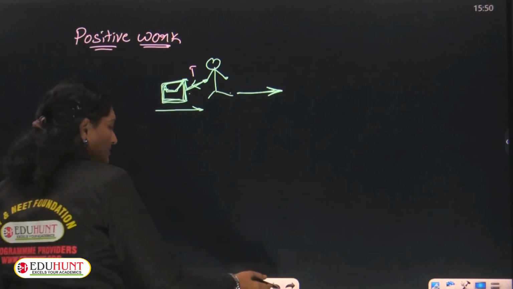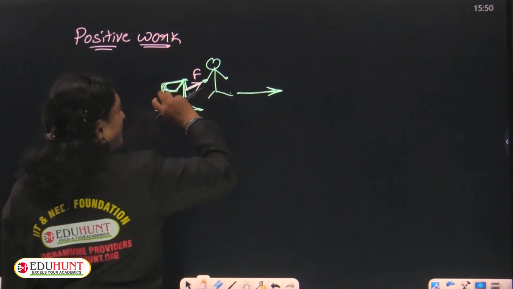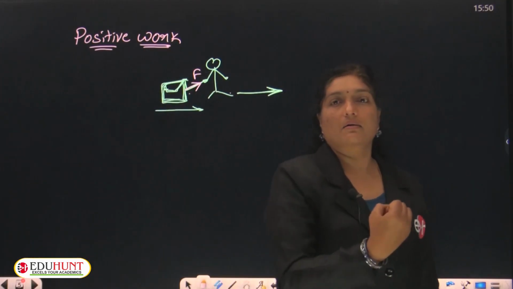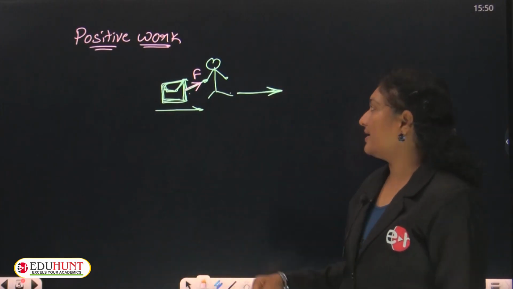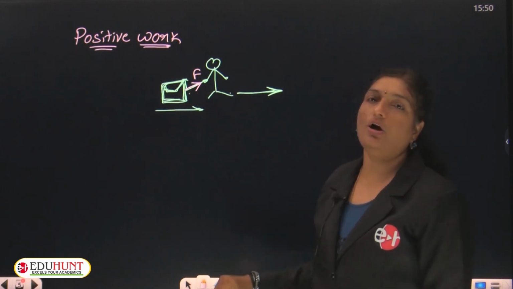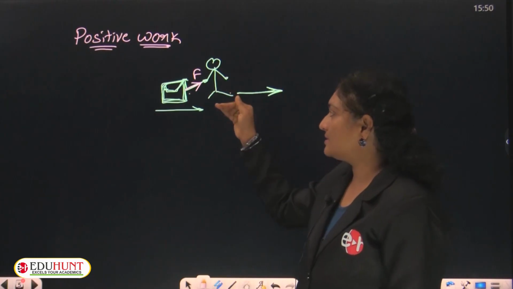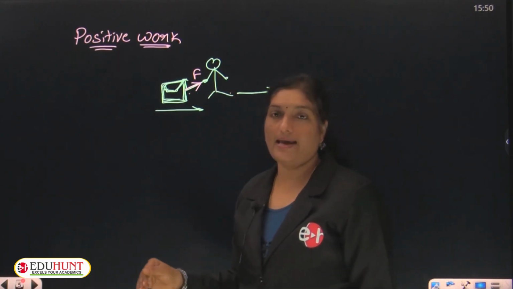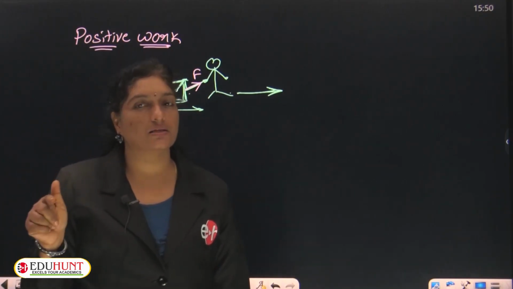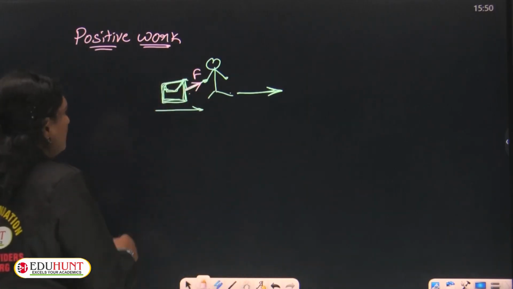This force is pulling the body in the forward direction. So this person is applying some pulling force on the body and taking it in the forward direction. The direction of the force is towards the right. The block is also displacing towards the right side. So the applied force and the direction of the motion of the body are both in the same direction. This is an example of positive work done.